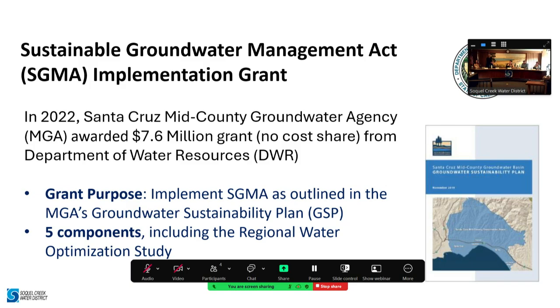So this was a Sustainable Groundwater Management Act implementation grant. We have our groundwater sustainability plan, and this is a multi-factor grant to help support implementing some of those. It's an accomplishment to get one of these plans even approved, but now we've got to start working on the components. One of the components of this is the Regional Water Optimization Study.